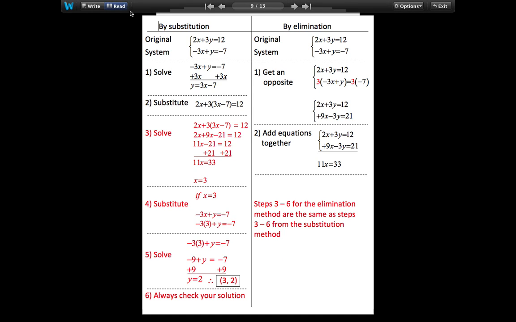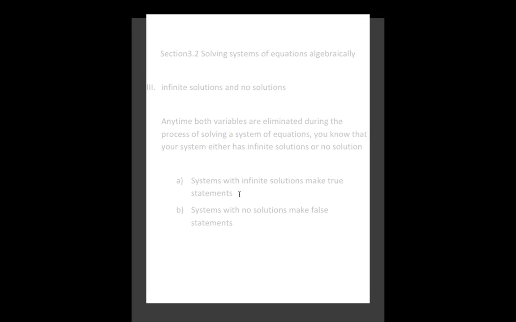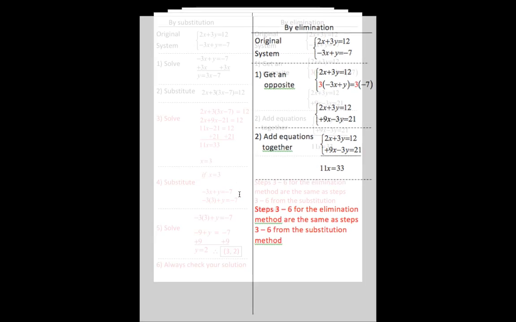So if we look at these two methods side by side, you'll notice the only difference between these two methods is in how you eliminate your first variable. Once that first variable has been eliminated by either substitution or by getting an opposite and adding the equations together to eliminate one variable, the process is the same. In both cases, I ended up with 11x equals 33. And so once I solve for that one variable, for either method then, I'm going to substitute the value of the first variable into either of the two original equations in my system and solve from there.